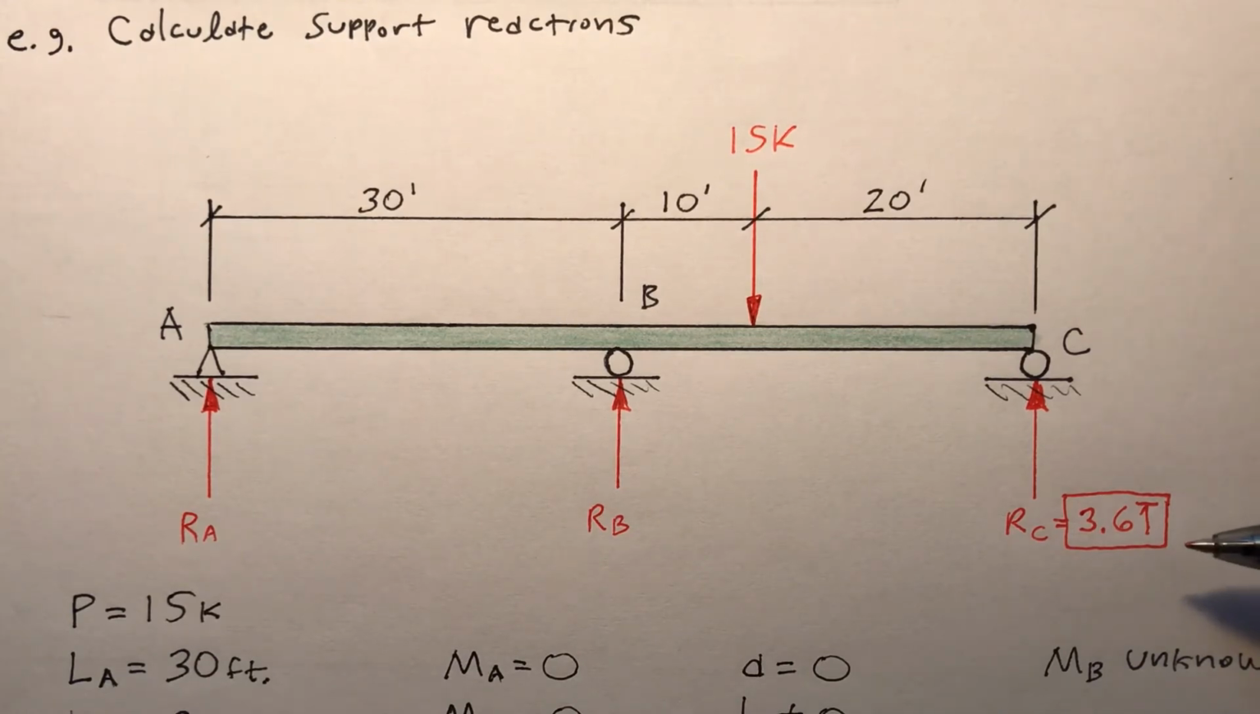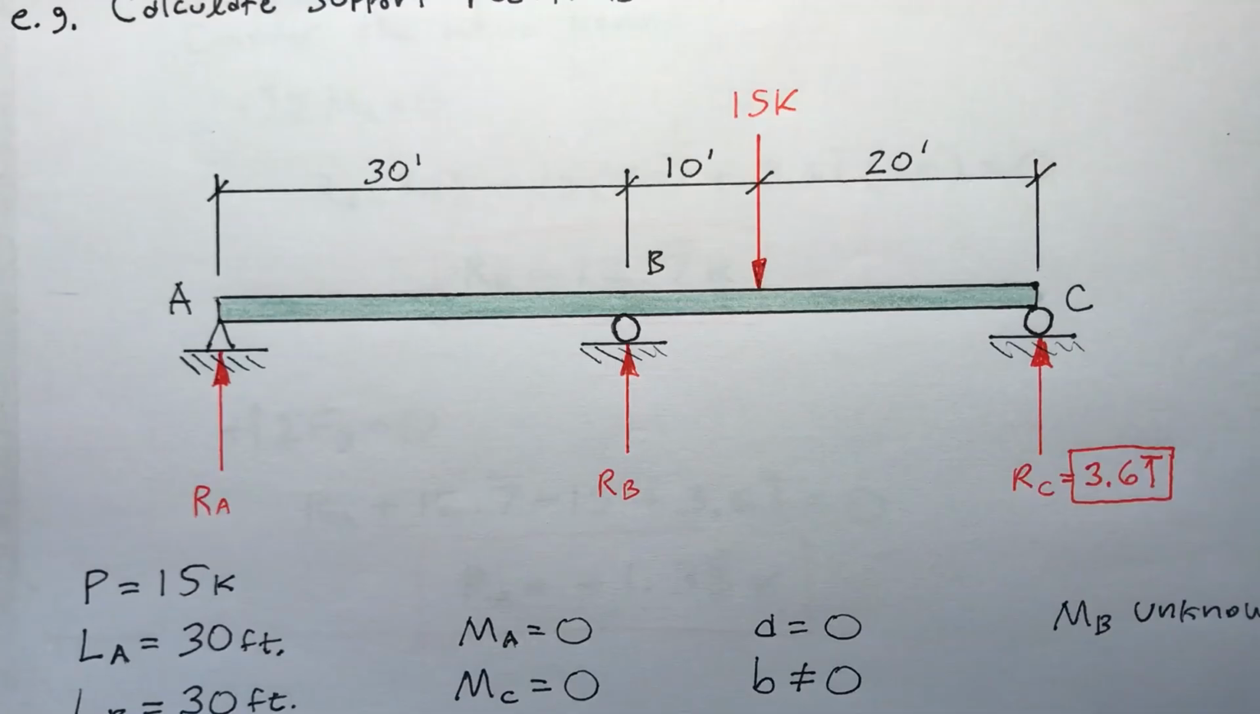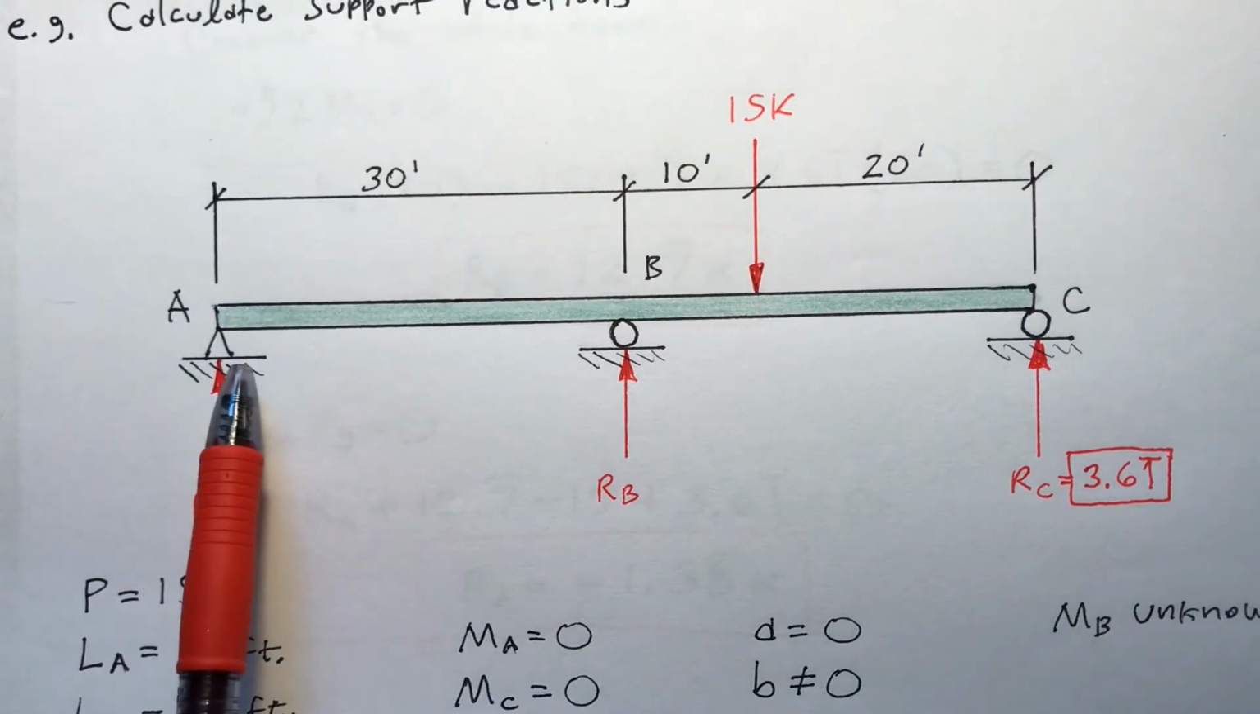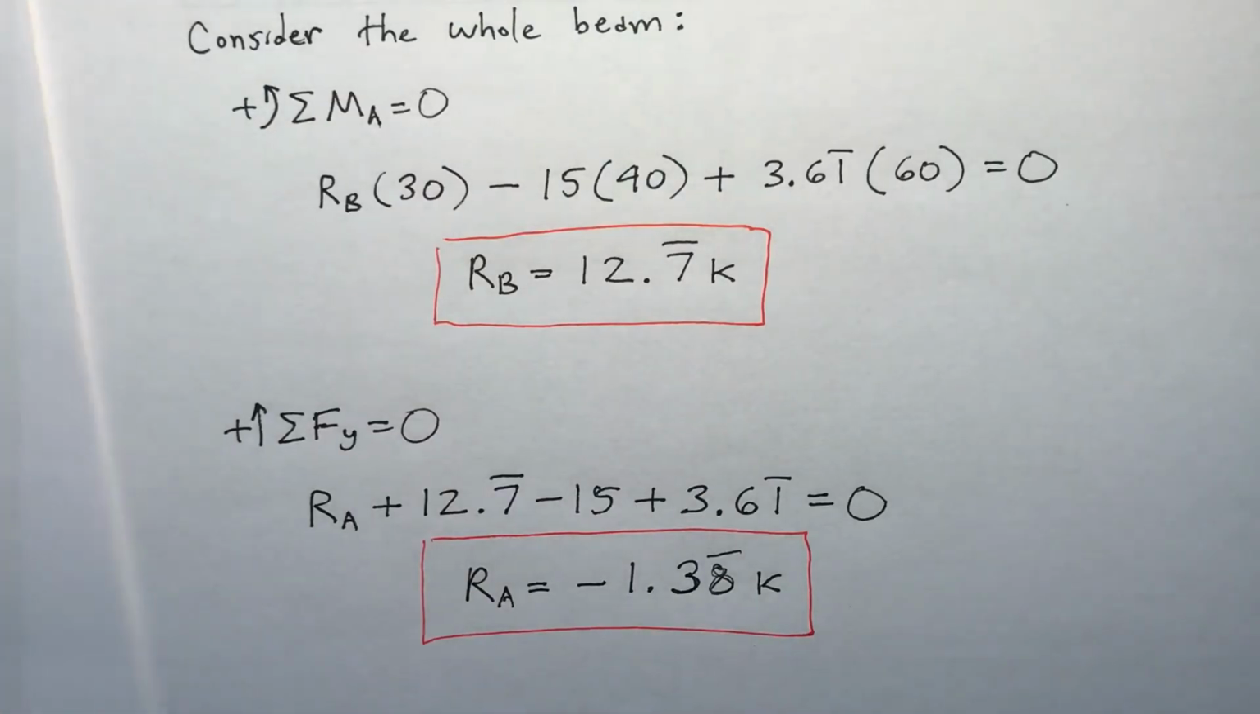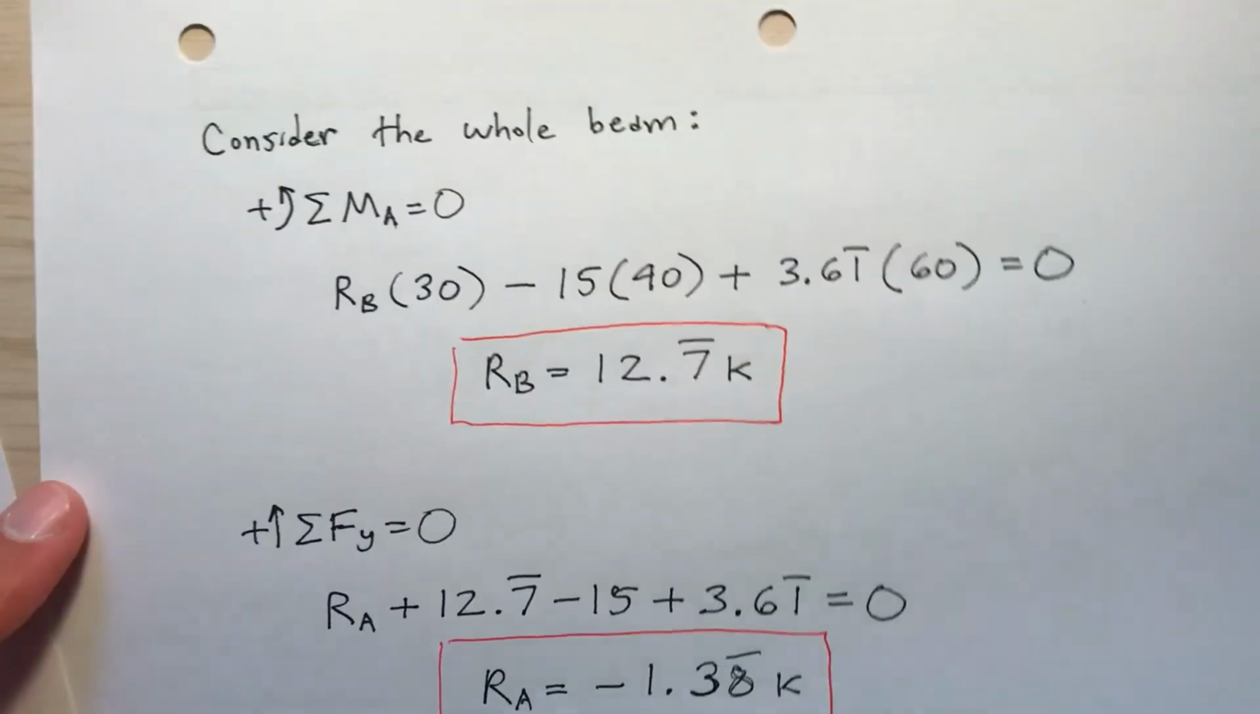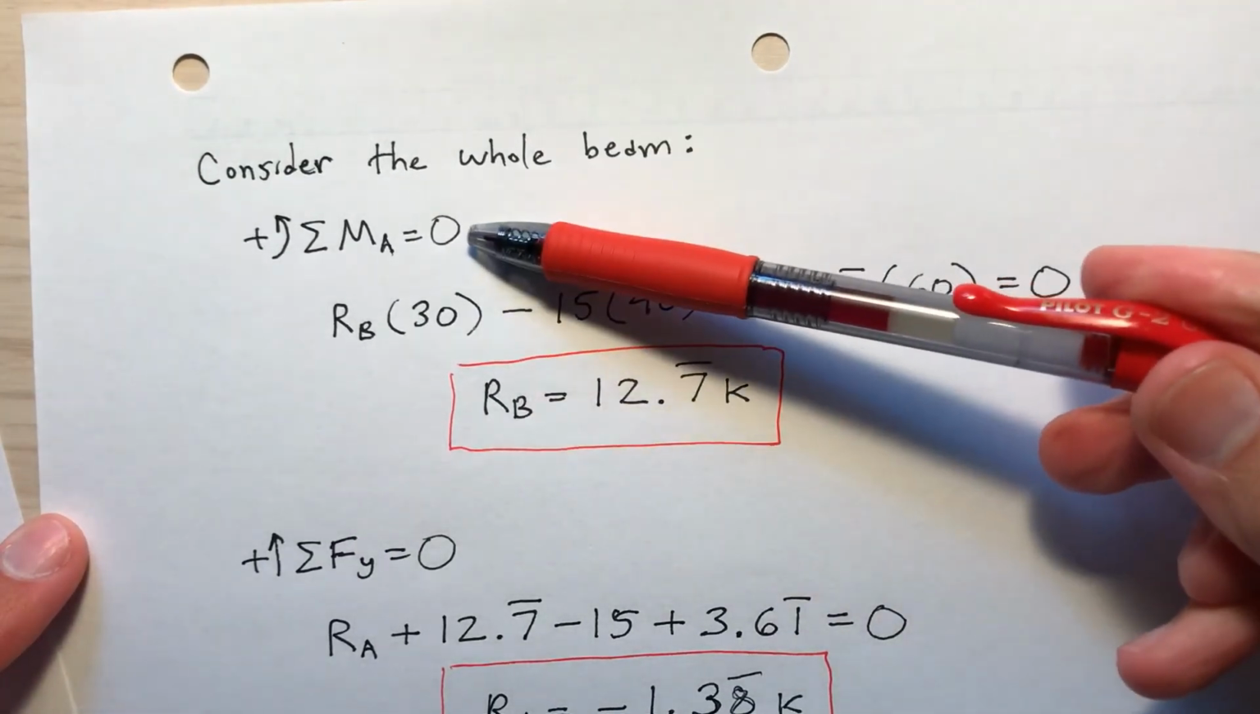So you got that? R sub C is 3.61. I calculated that using the 3-moment equation. So to calculate the unknown reactions at A and B, take the sum of the moments about point A. So that's what I'm doing here. Consider the whole beam, I say. The sum of the moments about point A is 0.